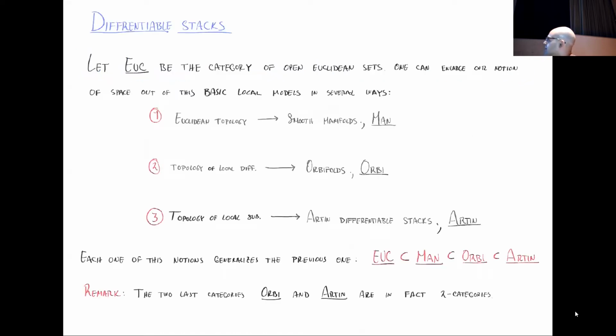broadly speaking, we can think of differentiable stacks as a sort of generalization of the classical notion of a smooth manifold, in such a way that this generalization allows us to deal with equivariant phenomena in an invariant way, or in a coordinate-free way, if you want.